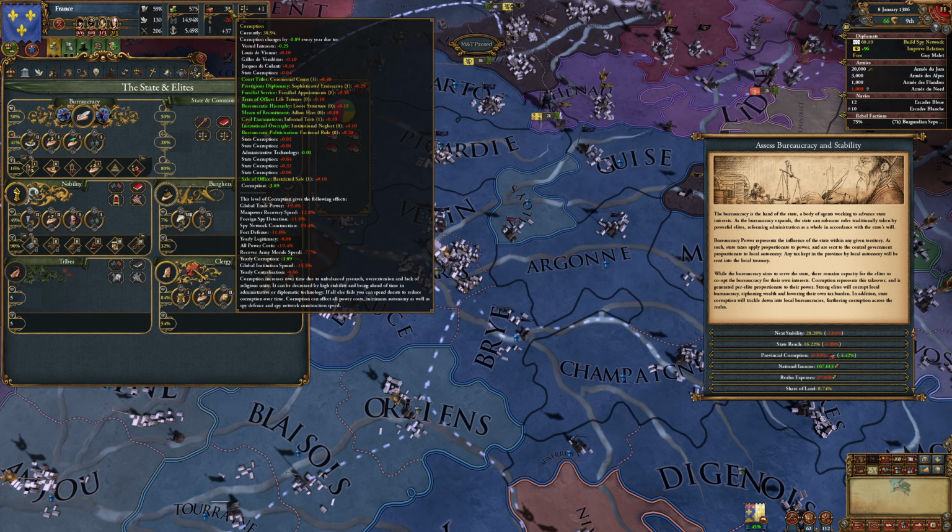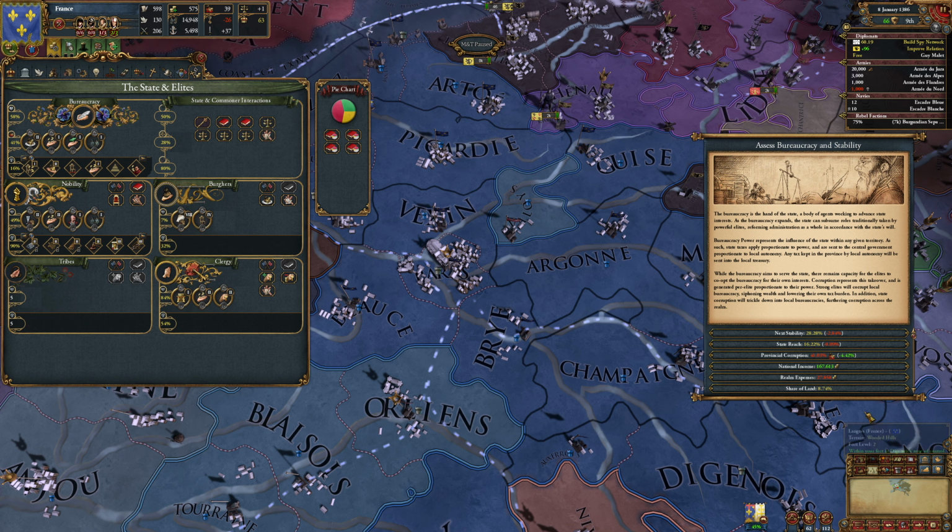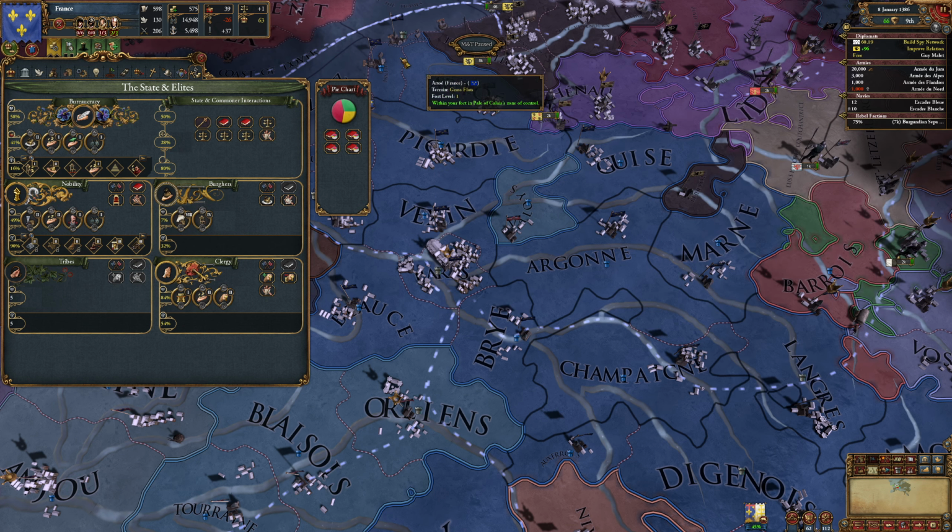Remember that unlike in vanilla, 40, say, corruption doesn't give 40 more power costs. It gives 20. So it's half as bad in terms of monarch point costs to have corruption as it is in vanilla. Cool. That is a pretty quick video on how corruption works.